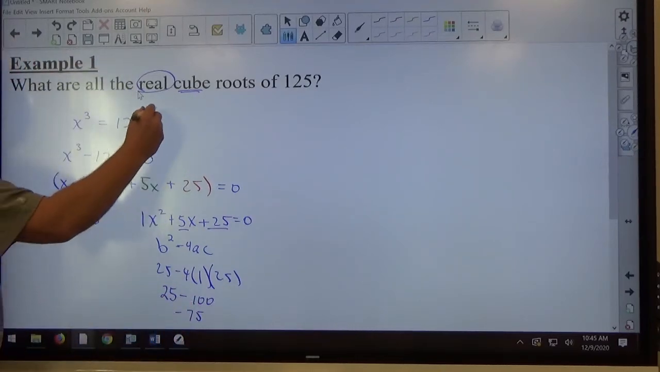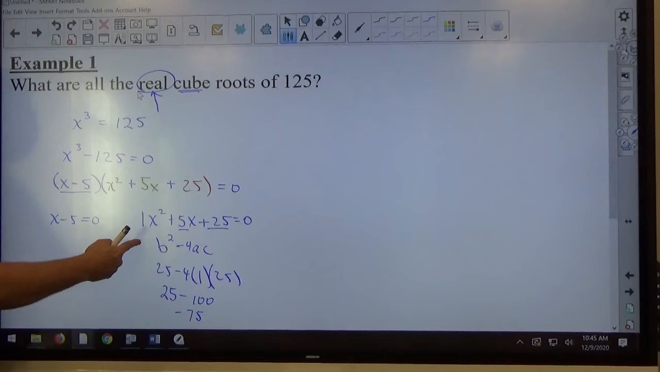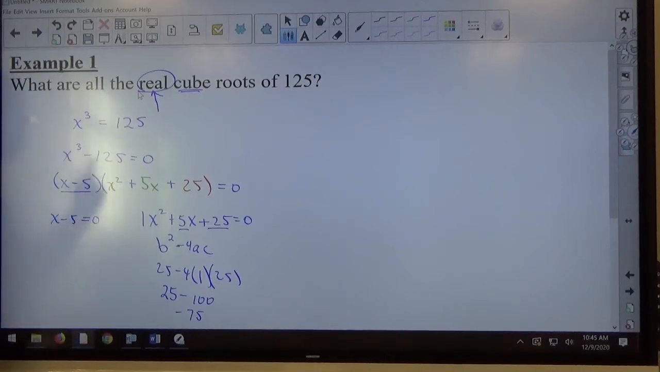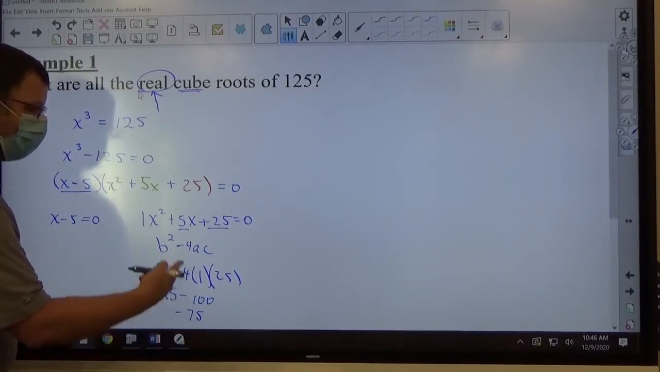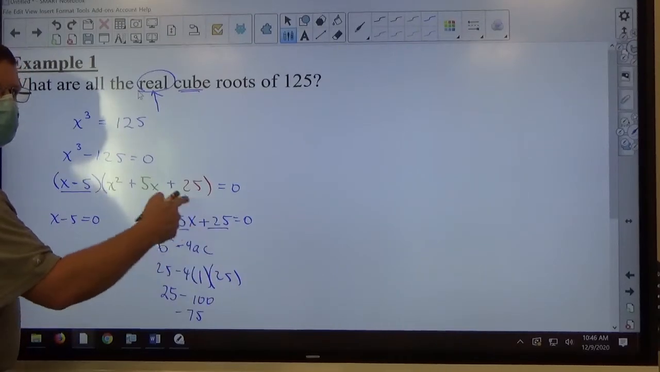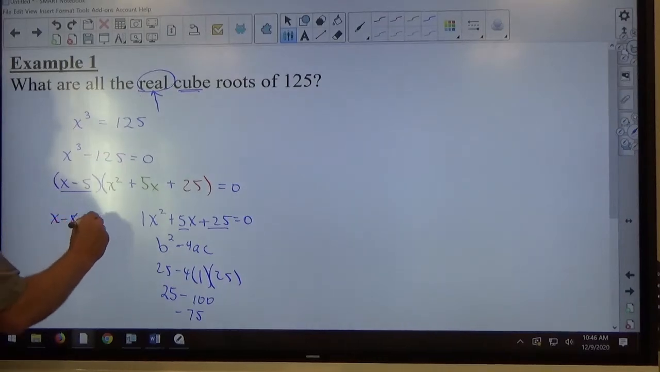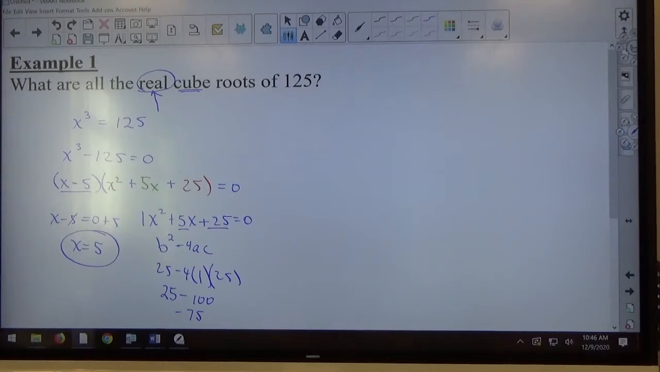Now let me go back to the word real. Remember when we were discussing the nature of roots on a quadratic function, when we did b squared minus 4ac, if it came out to be a positive number, we get 2 real roots, right? 2 real answers. If it came out to equal 0, we get 1 real answer. If it came out negative, we get 0 real answers. In fact, we get 2 complex answers. So the fact that b squared minus 4ac came out negative means there's nothing real as an answer to that problem. So this gets me nothing. This problem here gets me x equals 5. So 5 is the only real root of 125.